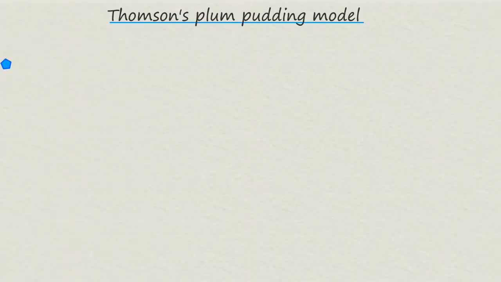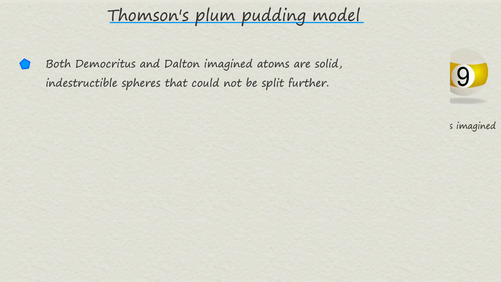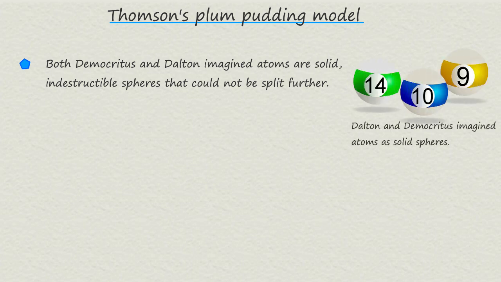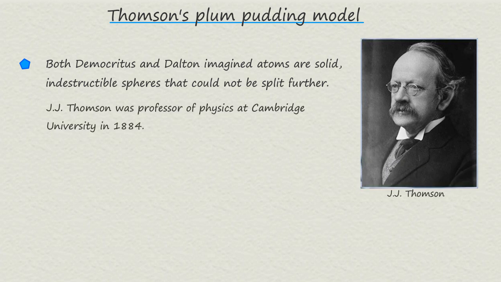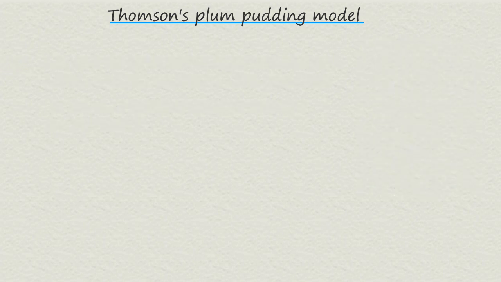From what we have seen so far, both Democritus and Dalton imagined that atoms were solid, indivisible spheres that couldn't be further split or divided. However, following the work of John Joseph Thomson, a physicist working at Cambridge University, this model of the atom was about to change. In 1897, Thomson was experimenting with cathode ray tubes.